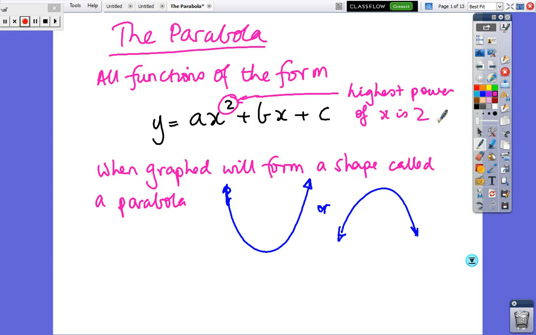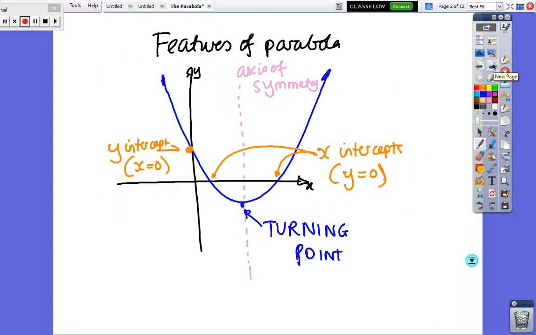And you'll recognize that the highest power of x is 2. And once you have that, then you'll form a parabola. And they'll either be facing up or facing down. Okay, so what are the features?